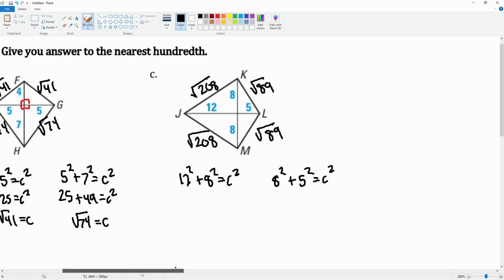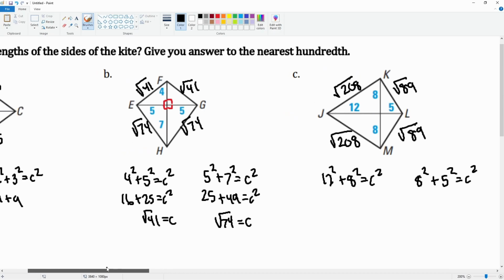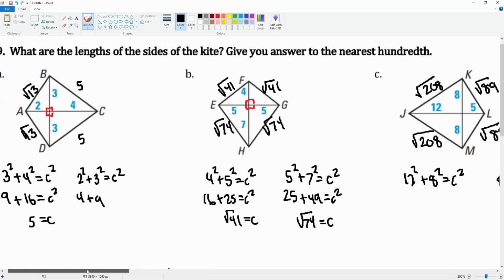Again, just finish the Pythagorean theorem. You all know how to do that, so that's why I didn't show the work. So there you go. That is how you find the missing sides of the kite.